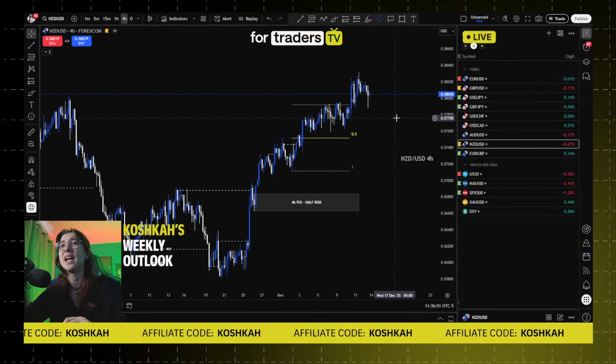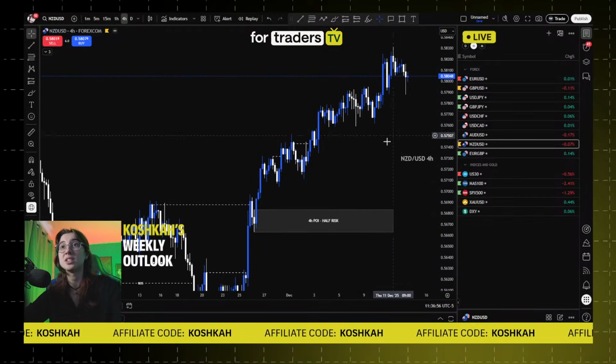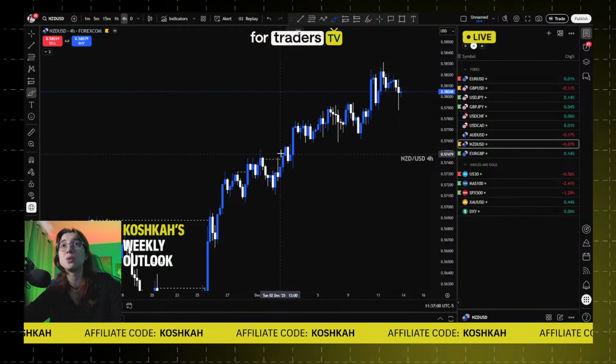So yeah, NZD USD, that's a bit more interesting because right here we've been really aggressive, as you can see. But we actually started to break structure. So we broke structure here.